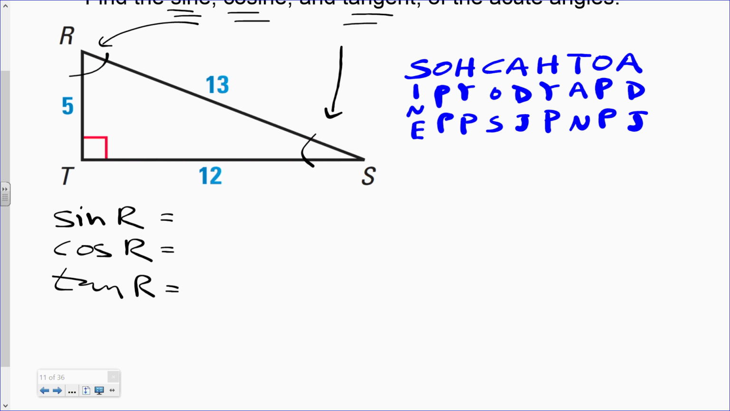Gonzalez, you with me? Everyone should be writing this down, and you're on your screen, so I'm getting worried there. Opposite over hypotenuse is the sine. Adjacent over hypotenuse is the cosine. Tangent is opposite over adjacent. Seven, are you with me? All right.